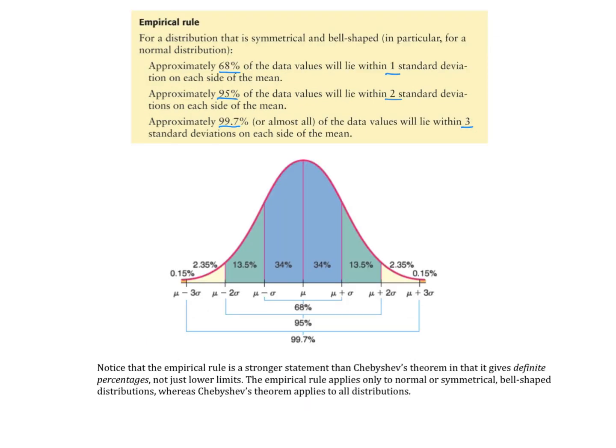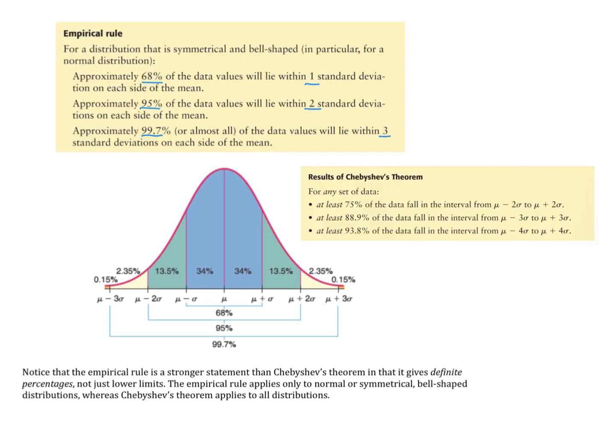Notice that the empirical rule is a stronger statement than Chebyshev's theorem in that it gives definite percentages, not just lower limits. The empirical rule applies only to normal or symmetrical bell-shaped distributions, whereas Chebyshev's theorem applies to all distributions. In case you forgot, here's Chebyshev's theorem.